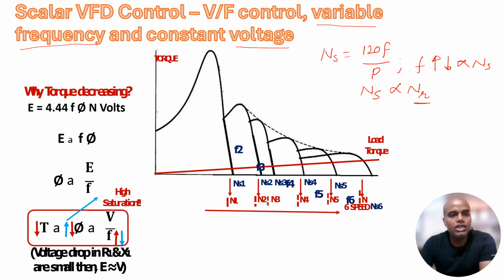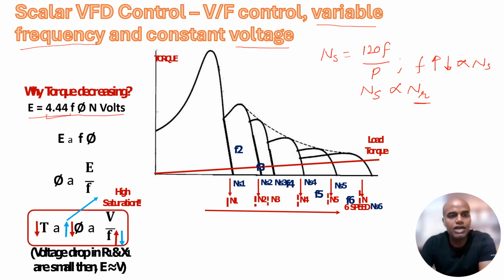The induction motor has an equivalent circuit diagram something like a transformer, and we know the transformer induced EMF equation is E equals 4.44 multiplied by the frequency, multiplied by the flux, and multiplied by the number of turns. That is the induced EMF in, let's say, the primary and secondary. If it is E1, then it becomes N1, the primary induced EMF, and if this becomes E2, then with N2 it becomes the secondary induced EMF.